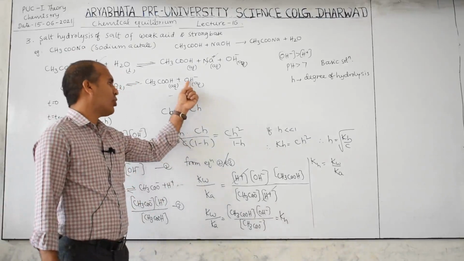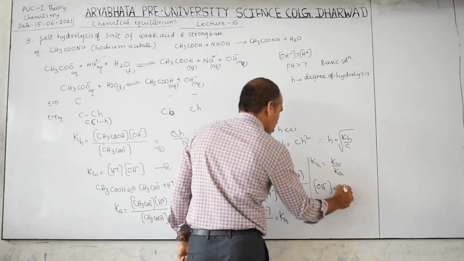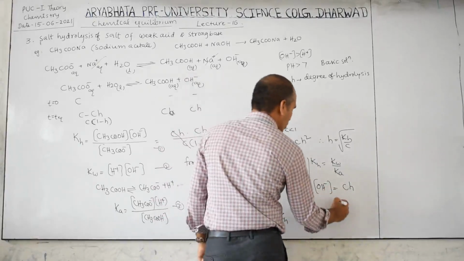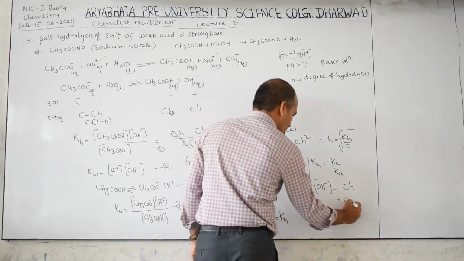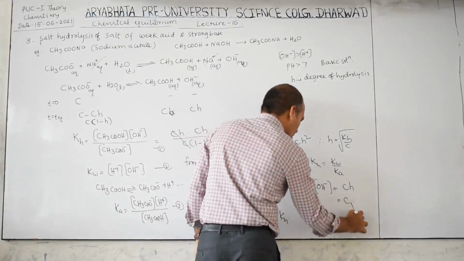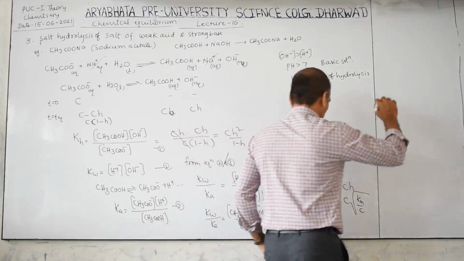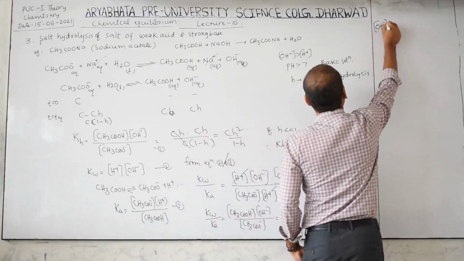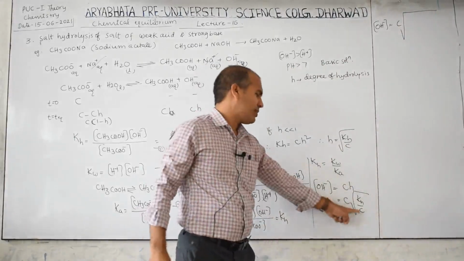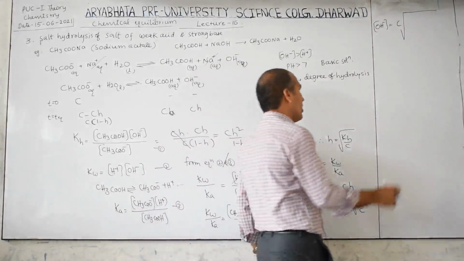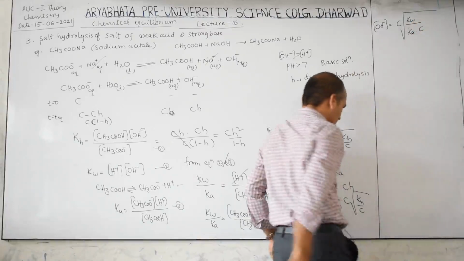Now, keep in mind, OH minus ion concentration is equal to Ch. Now we can put here Ch. This is a formula for h. Therefore, root h is equal to root of KH by C. Therefore, here OH minus ion concentration is equal to C into root of KH by C. What is the KH value? Kw by Ka. Kw by Ka, with C in the denominator.